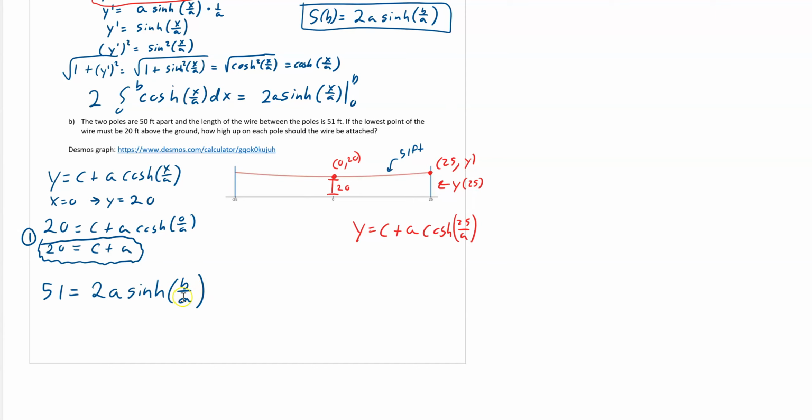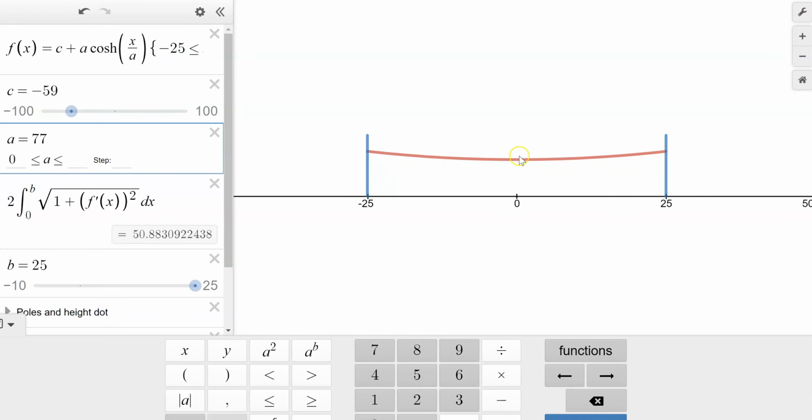But before we do that, I want to give you an idea of what's going on with this catenary equation. So let's go to Desmos and take a look. Okay, so you can see I have the poles and the wire. And we have our catenary equation. And so we have the c and the a. That's all that's really in here that's affecting this, right? These are our constants. Let's see what they do.